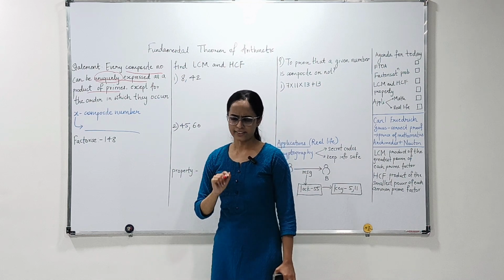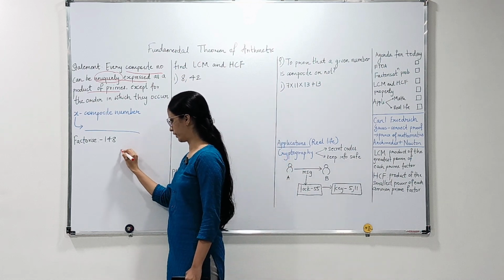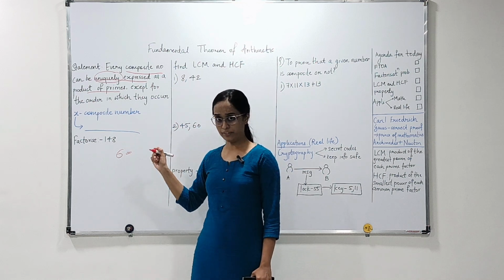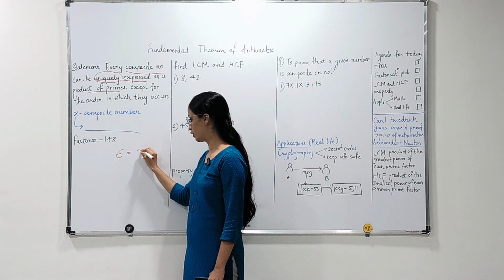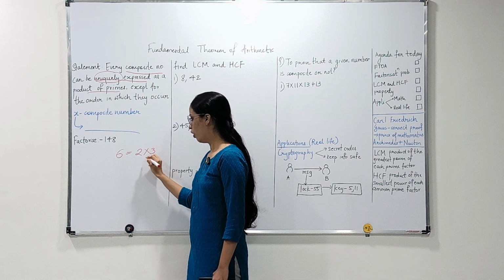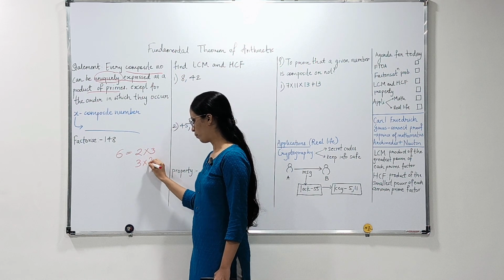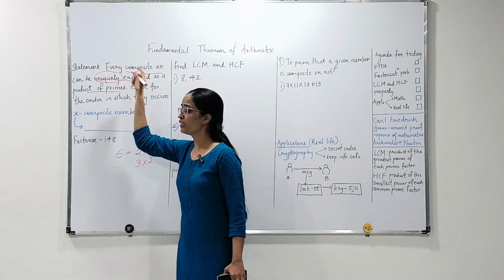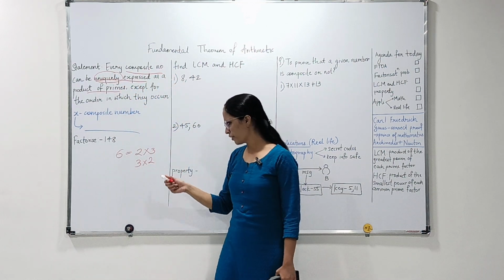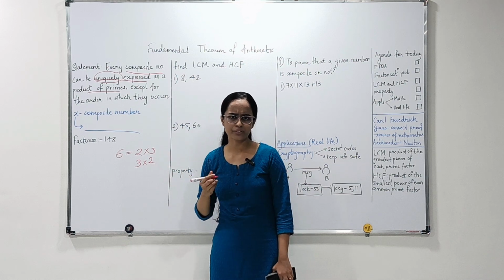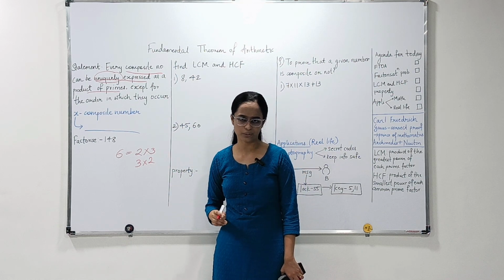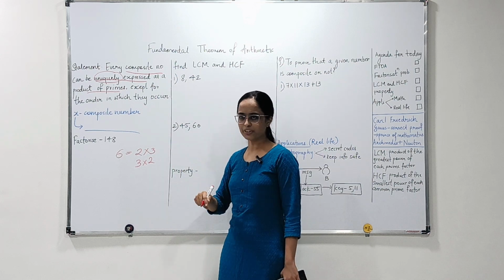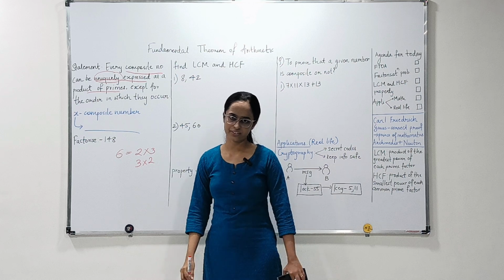Why? Let's say you have the number 6. Now we can represent it in terms of prime numbers as 2 multiplied by 3 or 3 multiplied by 2. But here too it is given that every composite number is uniquely expressed. But if you see, you have got two representations of the number 6. How is this even possible? So the answer to my question lies in the other part of the statement.